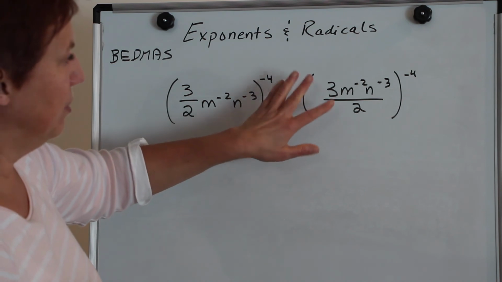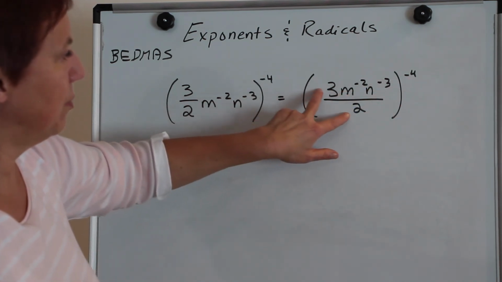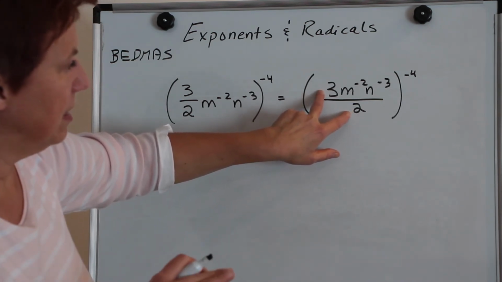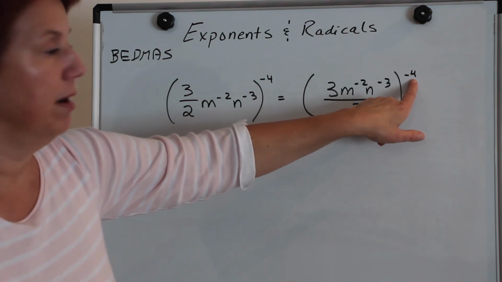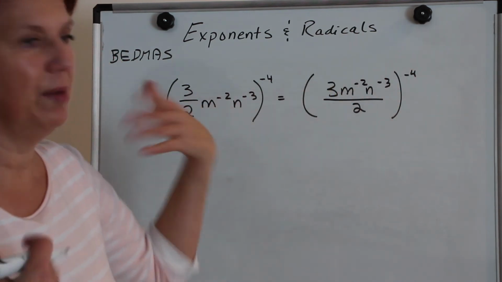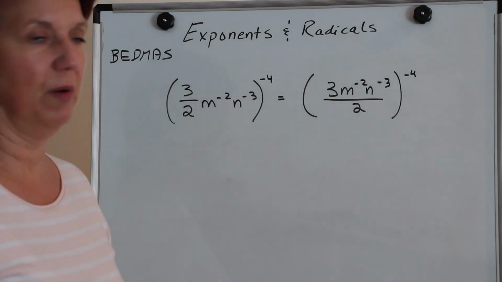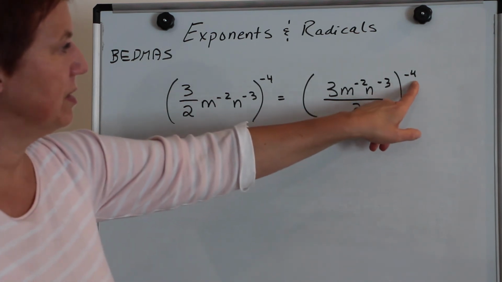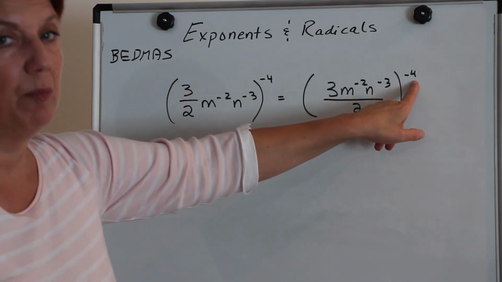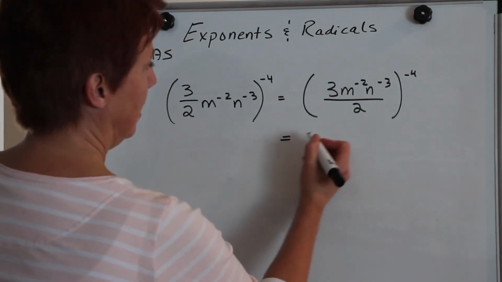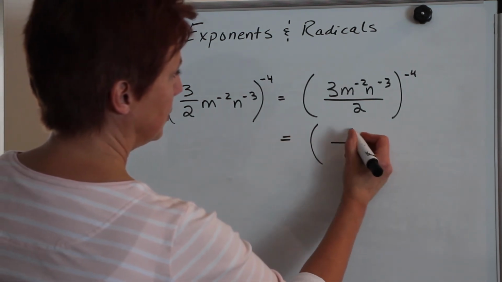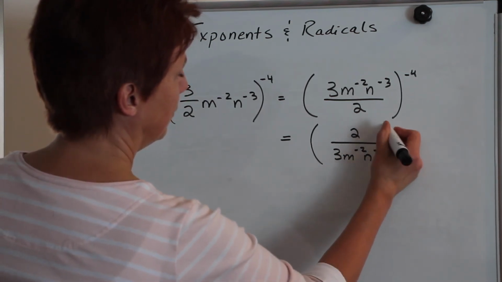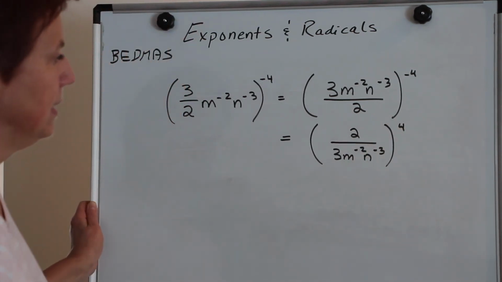Now it's kind of a shame that the only thing not being raised by that -4 is the 3 over 2. Because if this was being raised by a negative inside the brackets, then I would apply that -4 to everything that's in here right now, and it would create positive exponents across the board, and I wouldn't have any more trouble with it. Unfortunately, that won't be the best method to use here. So I think what I'd like to do is get rid of this -4 first rather than applying it first. So I'm going to flip the base, which is going to give me 2 over 3m to the -2 n to the -3 all to the power of +4.